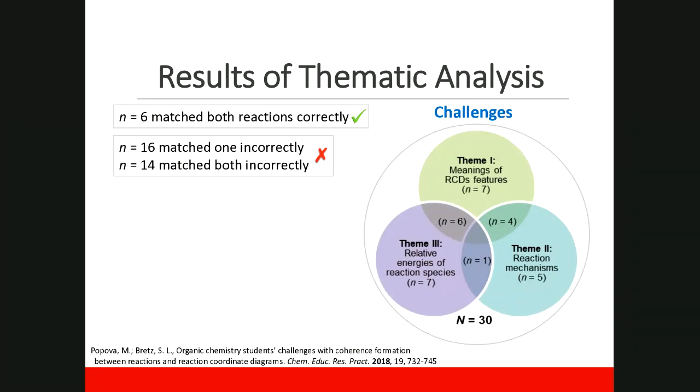So challenge number 1 is students were not interpreting correctly the surface features of reaction coordinate diagrams. Challenge 2 is students making mistakes when interpreting the reaction mechanisms themselves. And challenge number 3, students not being able to identify the relative energies of reaction species. I will draw your attention that some students showed 2 challenges at the same time. For example, we can see that there are 6 students at the intercept of theme 1 and theme 3. However, good news, I guess, is that we didn't find any students that showed all 3 of these challenges.